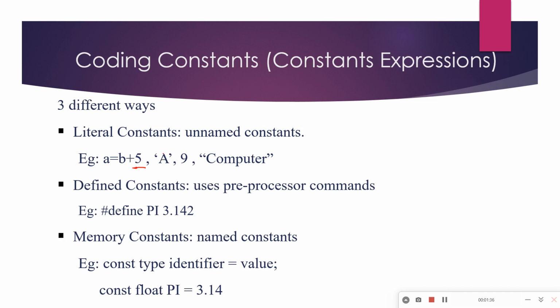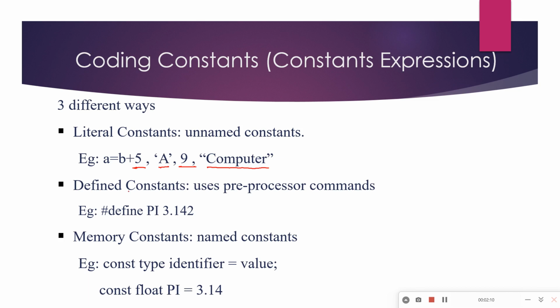Then within a pair of single quotes I have enclosed a character. So this is called a character literal. Then 9, it is just a number, so it is a numeric literal. Then within a pair of double quotes, I have enclosed a sequence of characters or a collection of characters. So this is called a string literal. Is it clear? It is a simple concept.